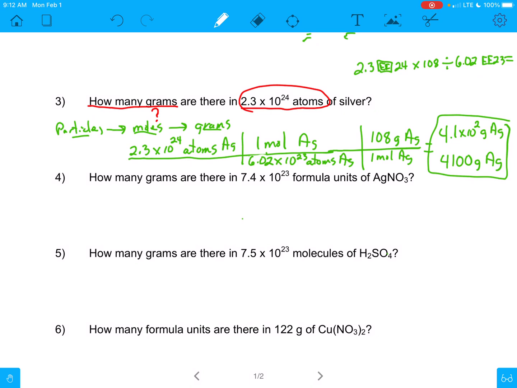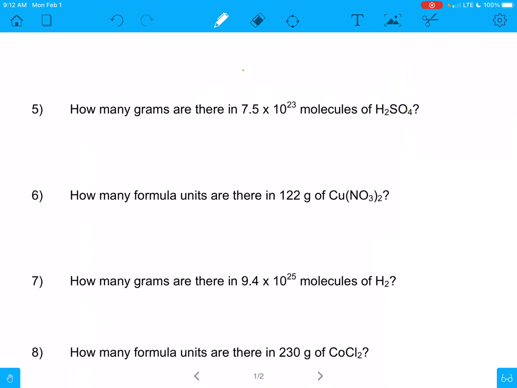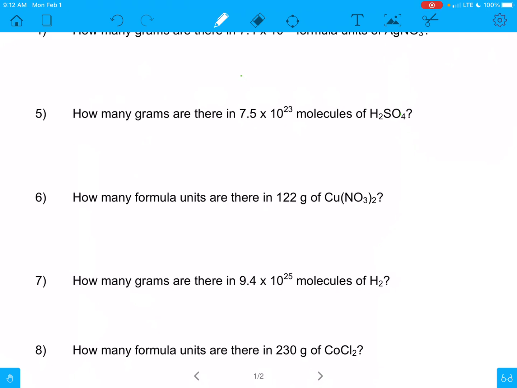All right, hopefully you guys are catching on. Let's go ahead and let's look at number 5. And I'm just kind of plugging along here, trying to get them all done. Number 5, it says, how many grams are there in 7.5 times 10 to the 23rd molecules of sulfuric acid? This is H2SO4, sulfuric acid. So again, if I were to underline what I don't have, it's doing it again. My Apple Pencil, I guess.